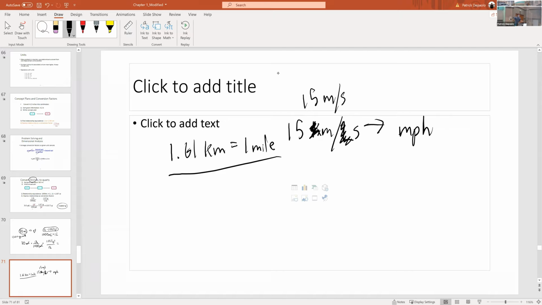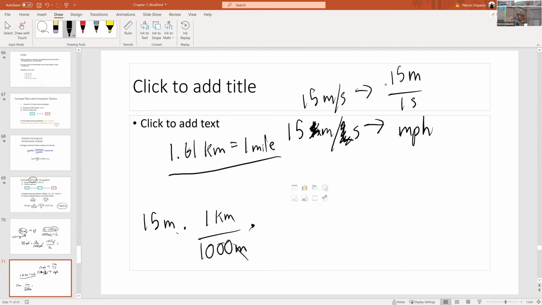So I'm going to look at 15 meters per second as 15 meters over 1 second. And I'm going to individually take these units and convert them to our destination units and redivide them. So I'll do 15 meters first. And we know that we want to get from kilometers to miles. So we need to convert meters to kilometers. So we know that 1 kilometer is equal to 1,000 meters.